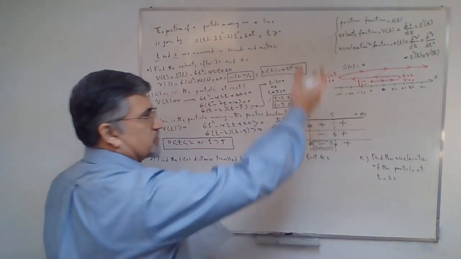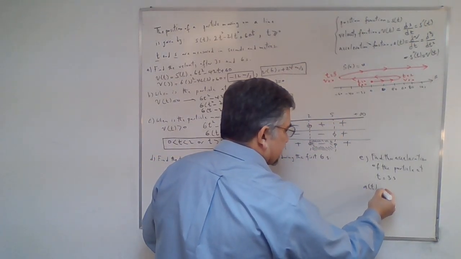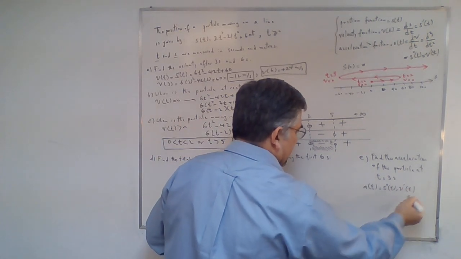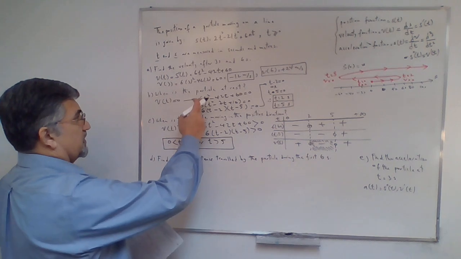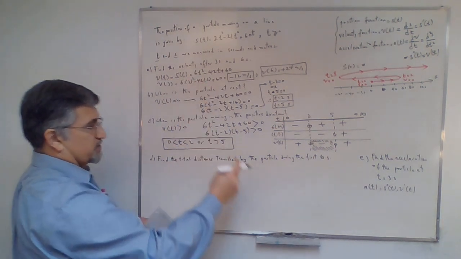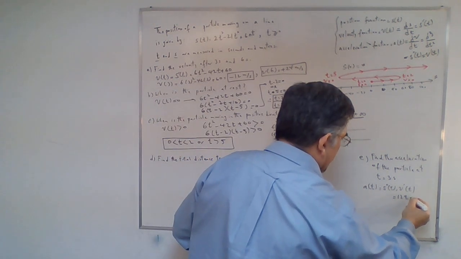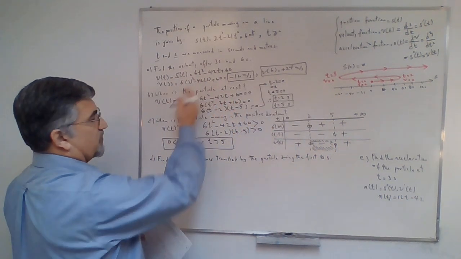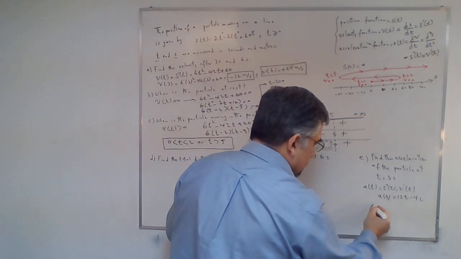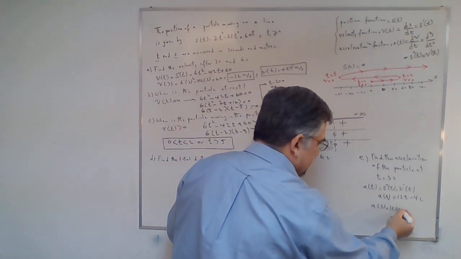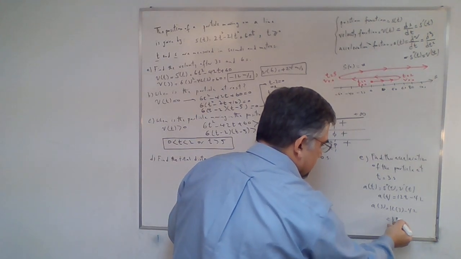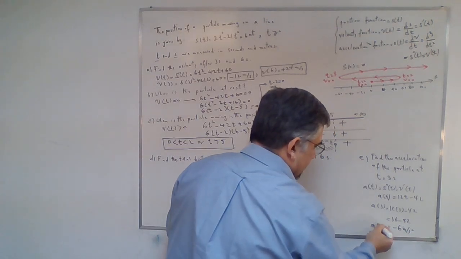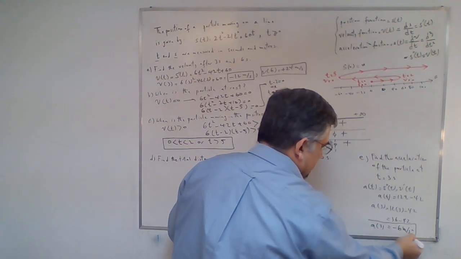So acceleration, we said, a of t would be the second derivative of the position function or the first derivative of the velocity function. If you differentiate, it's going to be 12t minus 42. So 12t minus 42 is the equation of the acceleration, which is a function of time. After 3 seconds, a at 3 would be 12 times 3 minus 42. That's 36 minus 42, so negative 6 meters per second squared. That is the acceleration after 3 seconds.